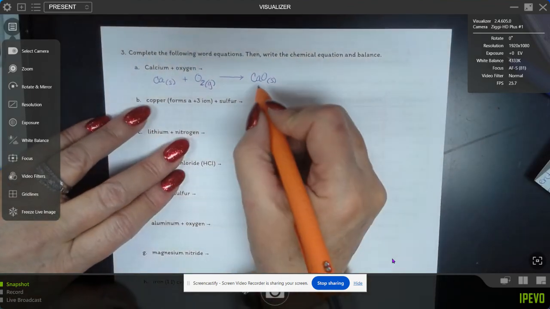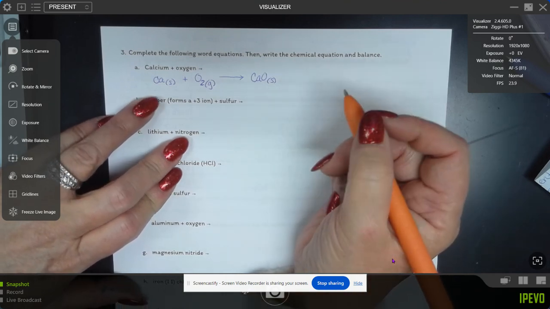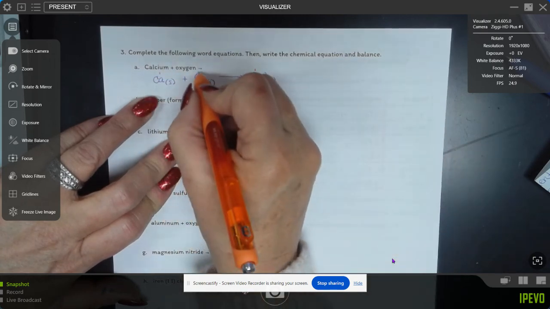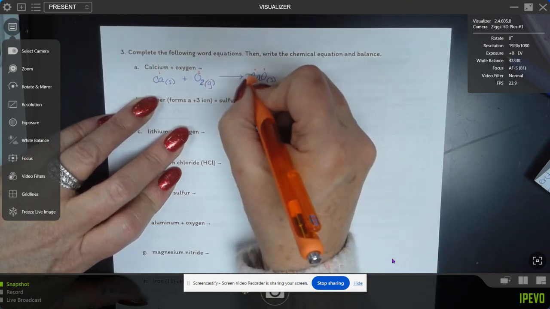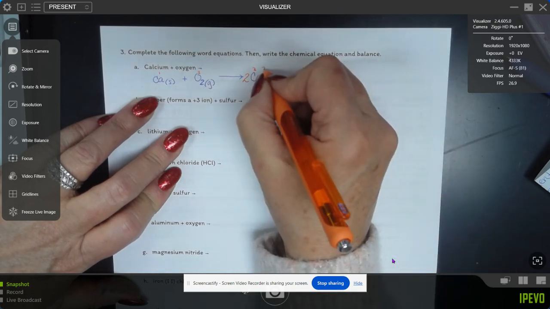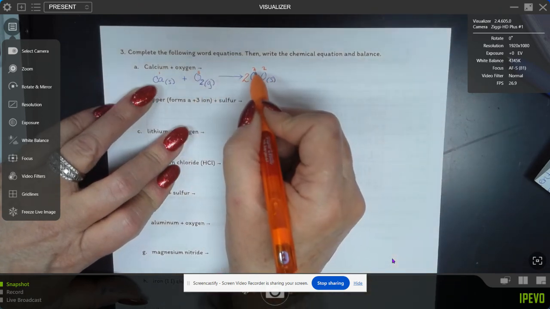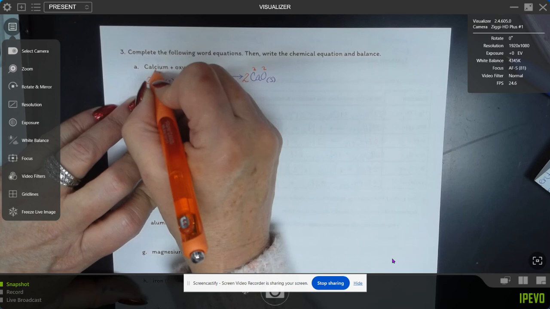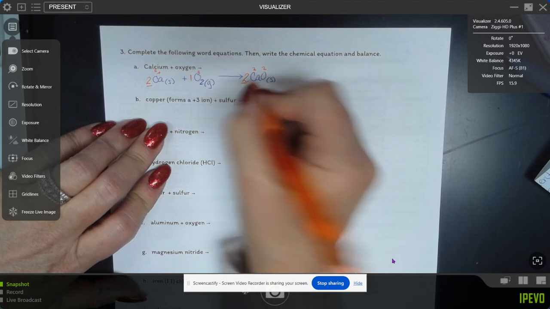All right, now if I want to balance this, I want to do this one just by what I call inspection. If you look, I have 1 calcium and 1 calcium. Here I have 2 oxygen. Here I have 1. If I put a 2 here, now I have 2 calcium and 2 oxygen. So my oxygen is balanced. My calcium is not. But it's pretty basic. If I put a 2 here, that changes that to 2. And now I'm balanced with coefficients of 2, 1, 2.